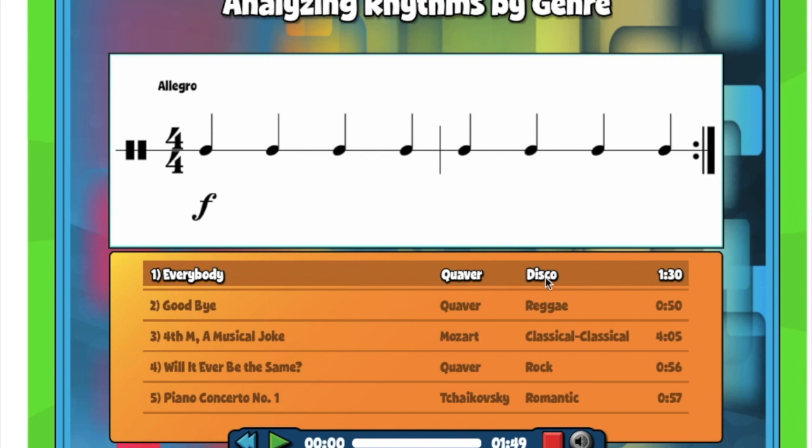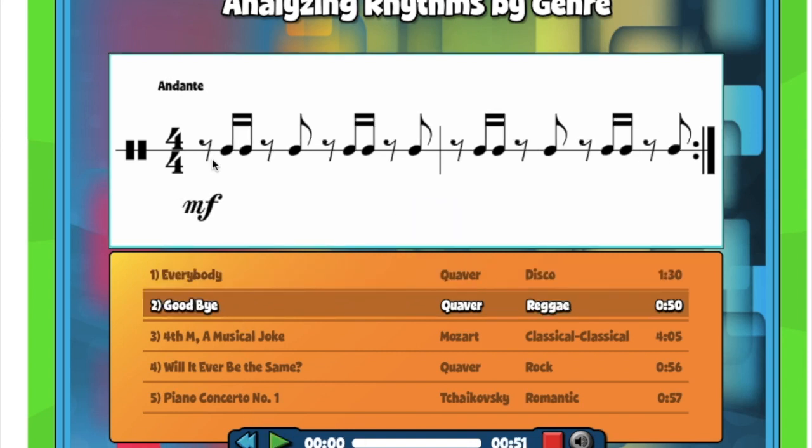This first one is a rhythm you're going to find in disco. These quarter notes, when I practice the rhythms, I say ta, ta, ta, ta, like so. Easy lemon squeezy.